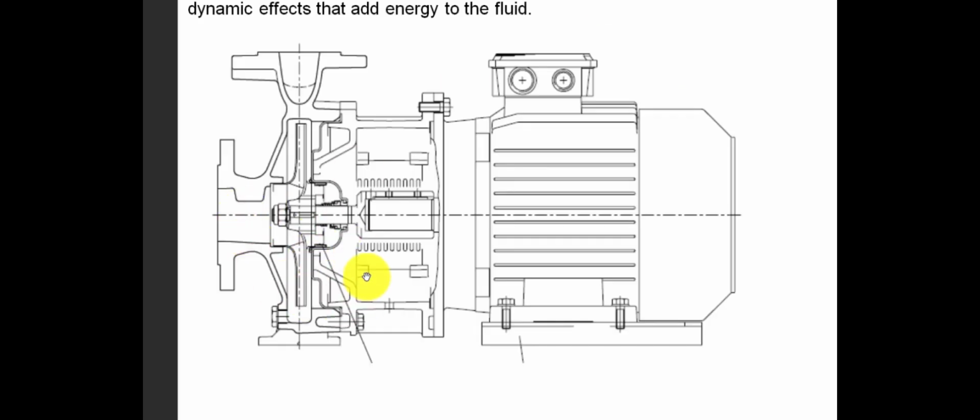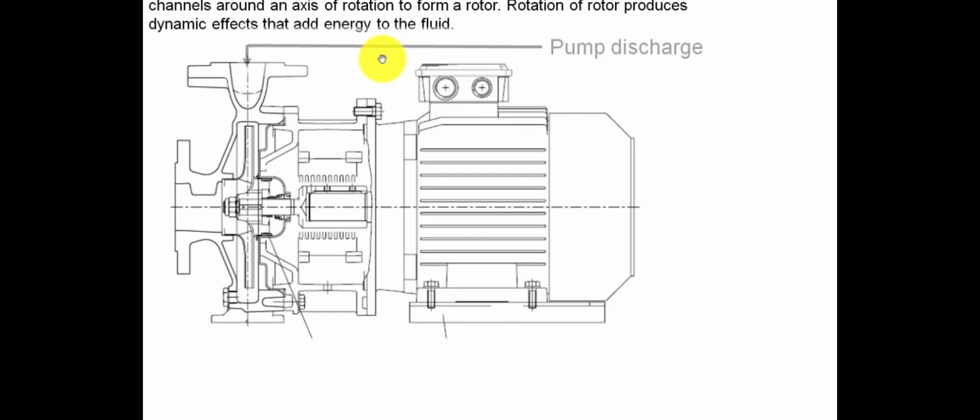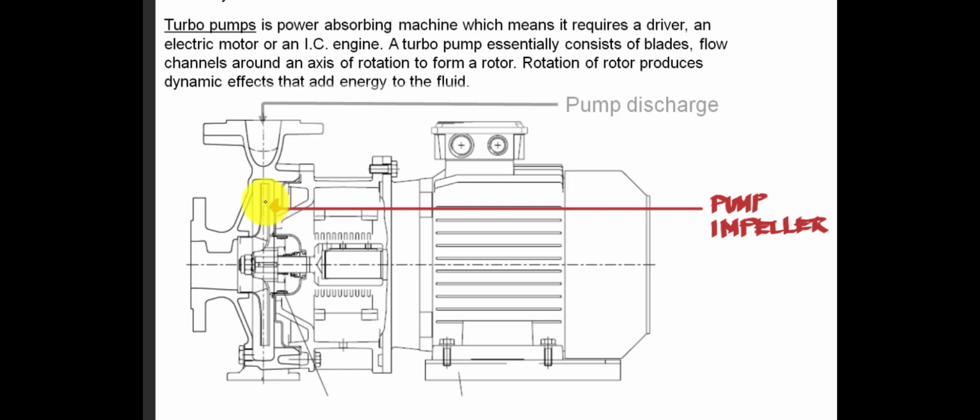So what I have here is the figure of a simple centrifugal pump. We have here your electric motor, and this is the pump. And we have here your shafting. This is a sectional view. We have here the impeller. Parts of the pump: we have the pump discharge at this side. Then we have this part inside, this curved part and the flat side. This is called the pump impeller.